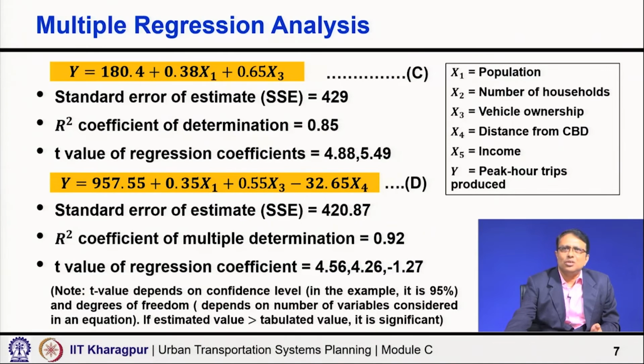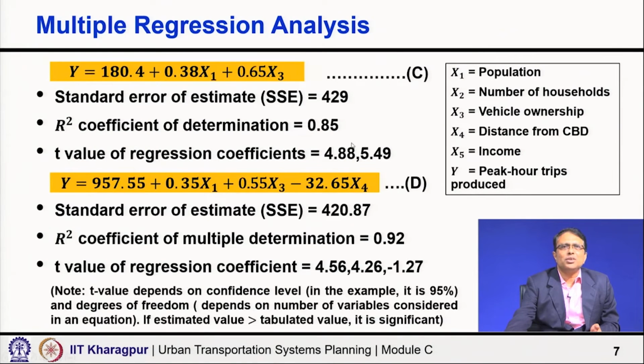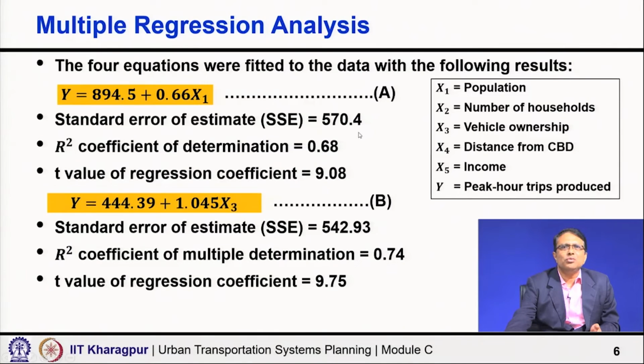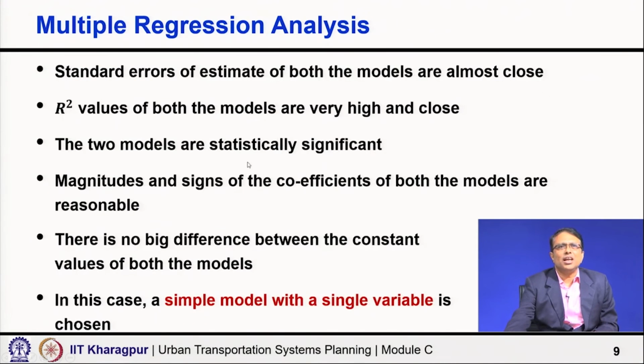So, that way probably we should take a final call, and we get a better model here. 0.85 is the R square as compared to 0.74. And the standard error of estimate is also low, yes, it is lower than even what we got from B, and R square is also improved. So, we select that. Now, let us take another example.